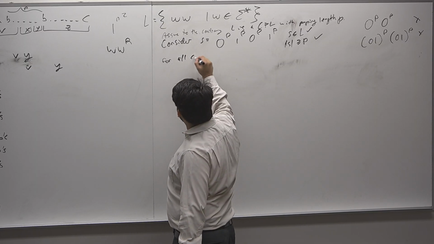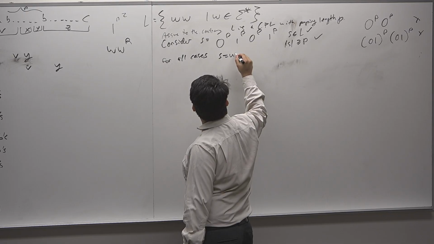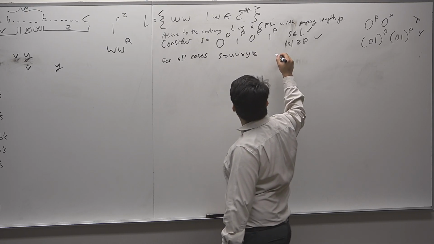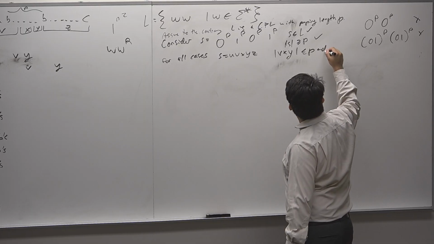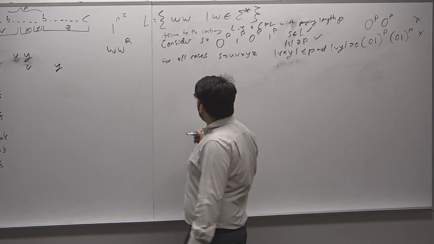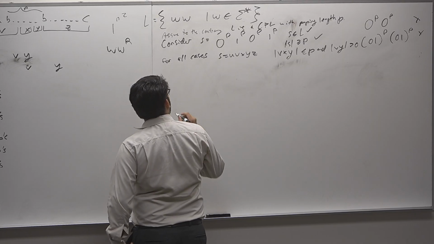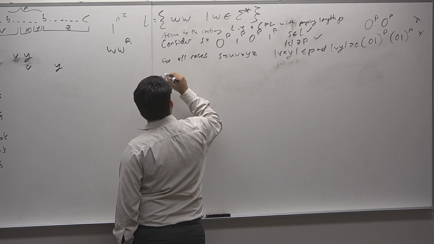For all cases, S is equal to UVXYZ, subject to the length of VXY being less than or equal to P, and the length of VY exceeding 0. We have really two cases, which we'll call meta case 1.